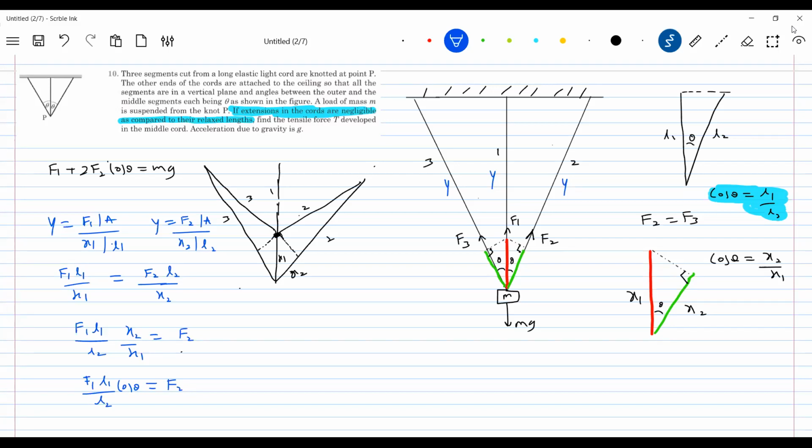And then, L1 by L2, what can we write? L1 by L2 is cos theta. So therefore, the next equation will be cos theta, this is cos theta, F2. So what is F2 equal to? F1 cos square theta. That we will substitute here. F1 plus 2, F2 will be F1 cos square theta, this is cos theta. So F1 is equal to mg by 1 plus 2 cos cube theta.